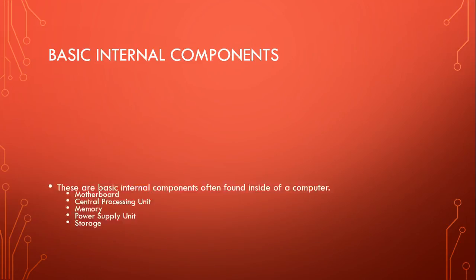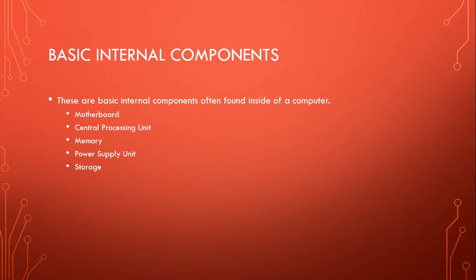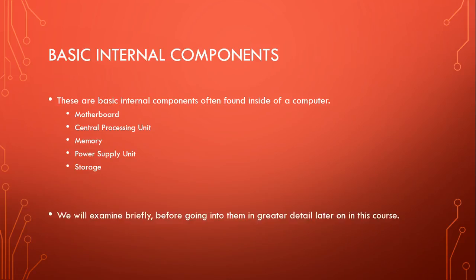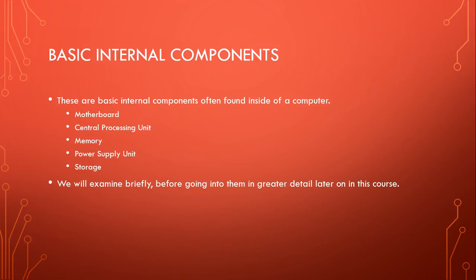Let's look at those basic internal components. These are the basic internal components often found inside a computer. You have your motherboard, you have your central processing unit, or CPU, you have memory, which in our case is going to be RAM, or random access memory, a power supply unit, and storage. Storage, of course, is usually manifest in the form of your hard drive, which is either a traditional hard disk, HDD, or a solid-state drive, or SSD. Now we're going to examine these briefly before going into greater detail later on in the course, where we're going to take each of these components and break it down into different categories.